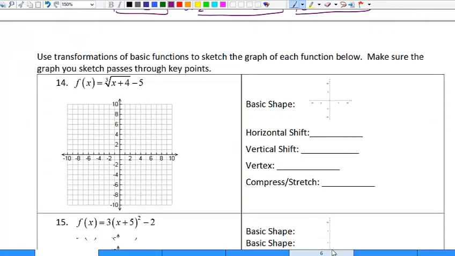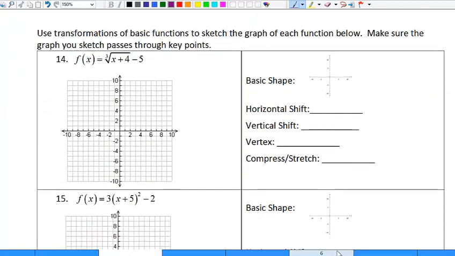In this next section, we're trying to use transformations of basic functions to sketch the graph of each. There's 5 of these on this review because I wanted to make sure you reviewed all of your basic shapes, but I don't think there are going to be 5 on the final exam. But just know that you need to know all 5 basic shapes. So the first one is a cubic.